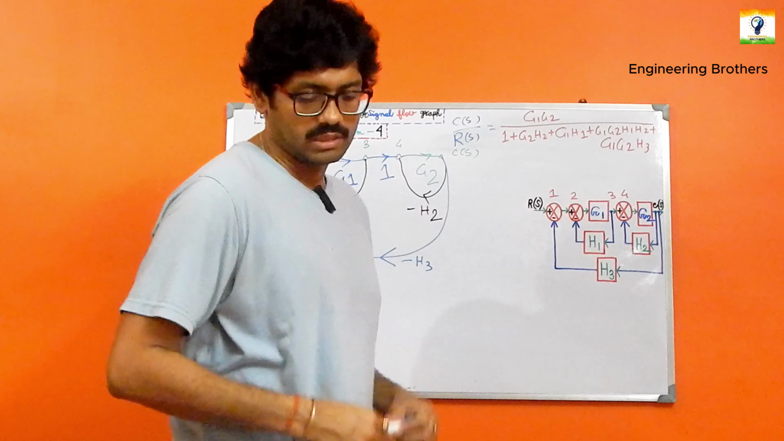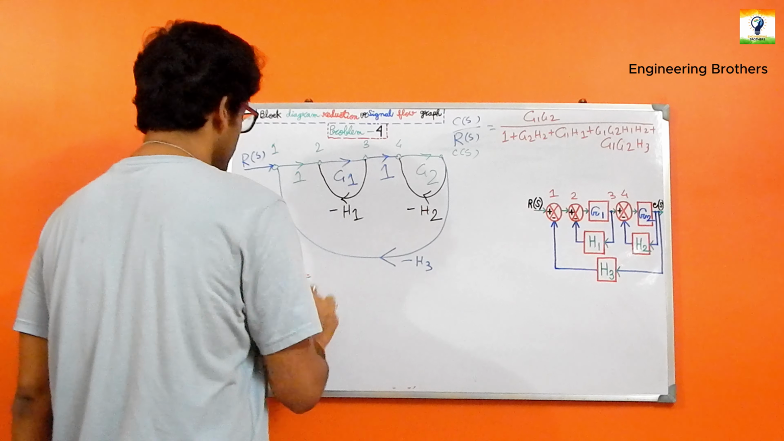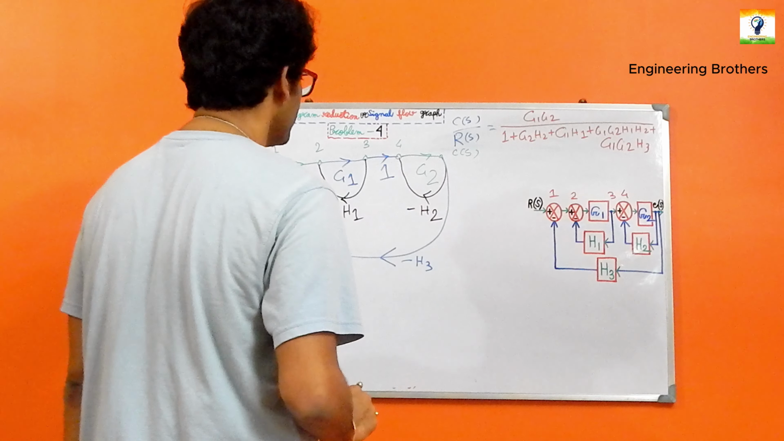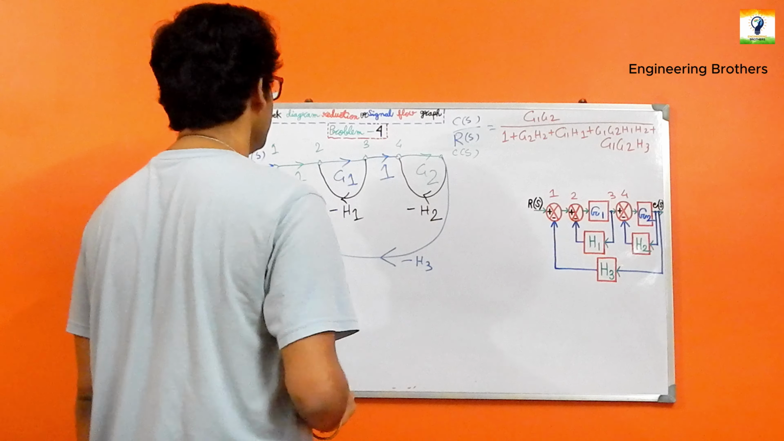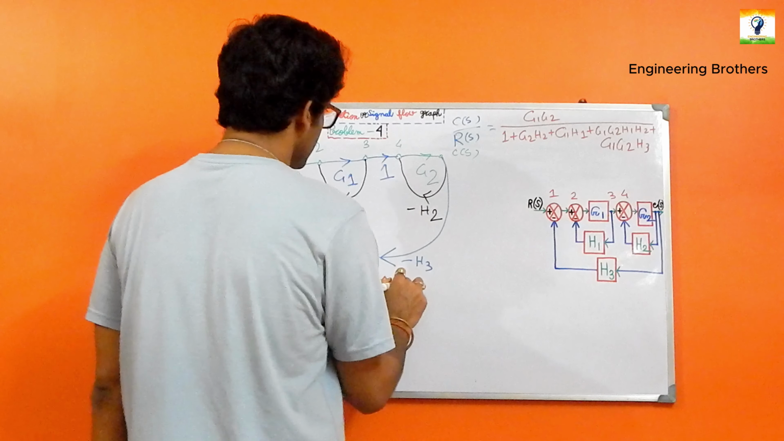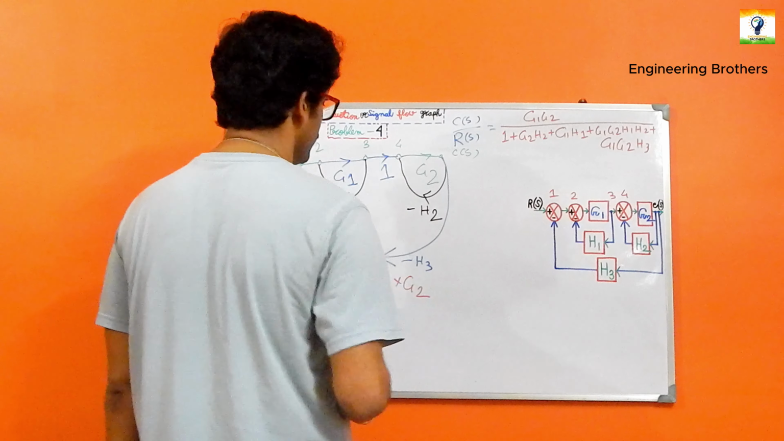Now, as per Mason's gain formula, we first need to find the forward path. In this case, the forward path will be P1, and we need its gain. What is the definition of a forward path? It starts from R(s) and ends directly at C(s). So the expression for our forward path will be 1 multiplied by G1 multiplied by 1 multiplied by G2.